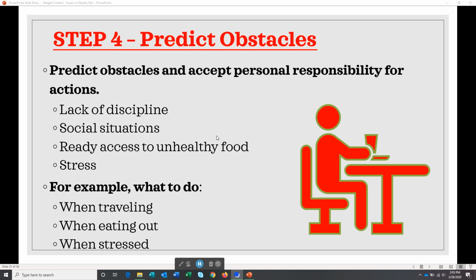Even if it's on a road at a hotel, get out and walk. You can still eat healthy, get into the gym. Food is meant to nourish, not celebrate your psychological or your emotional cravings.